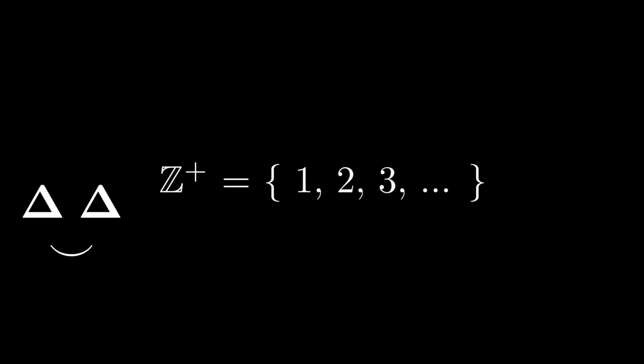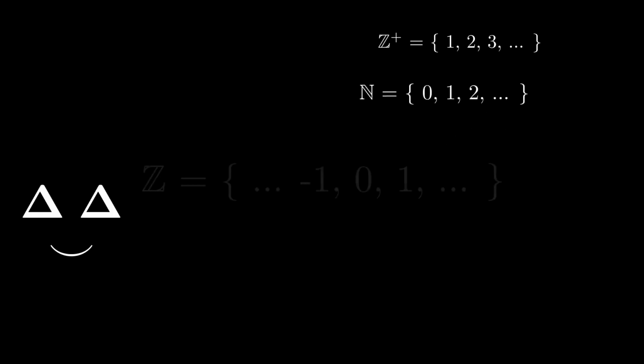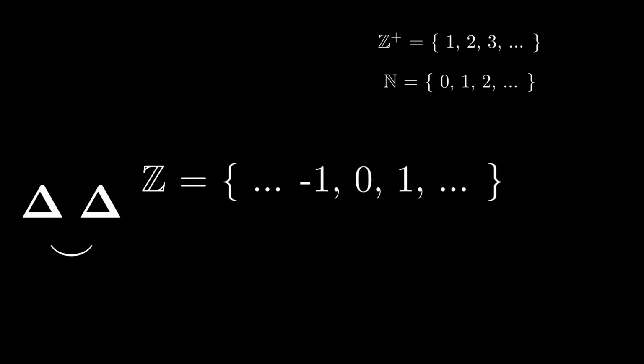Some sets come up frequently and have special notation. Let's take a look at some of them. We have the counting numbers, which are 1 through infinity, the natural numbers, which are 0 through infinity, the set of all integers, which is negative infinity through infinity. All of these sets are whole numbers.